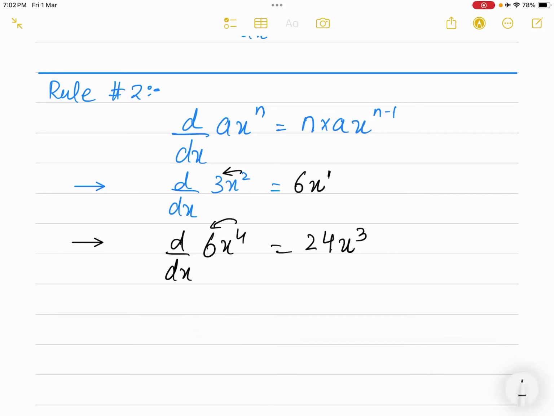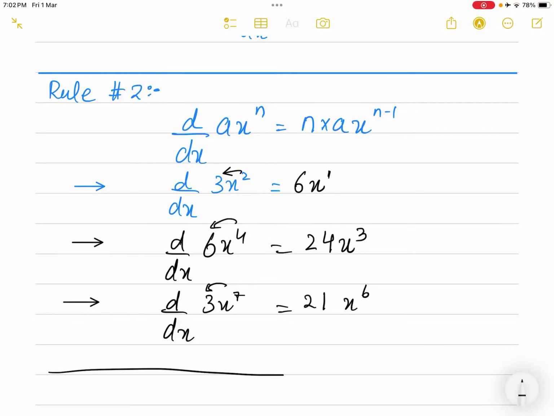And power 3. For example, Shariar, d by dx of 3x power 7. So 7 will be multiplied with 3. So 7 threes are 21, 21x power 6. Got it? That is rule number 2.